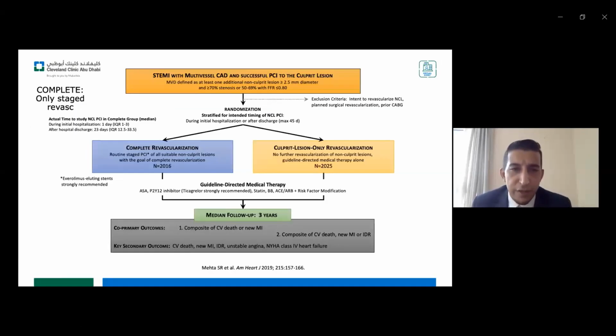So then we get to the largest of the trials, and I think the most definitive, the COMPLETE trial. This used a completely staged revascularization as the strategy. Patients were randomized after the successful culprit PCI either into complete revascularization or only medical therapy for these arms. They used a combination of FFR for lesions that are 50 to 70% and direct stenting for those over 70%.